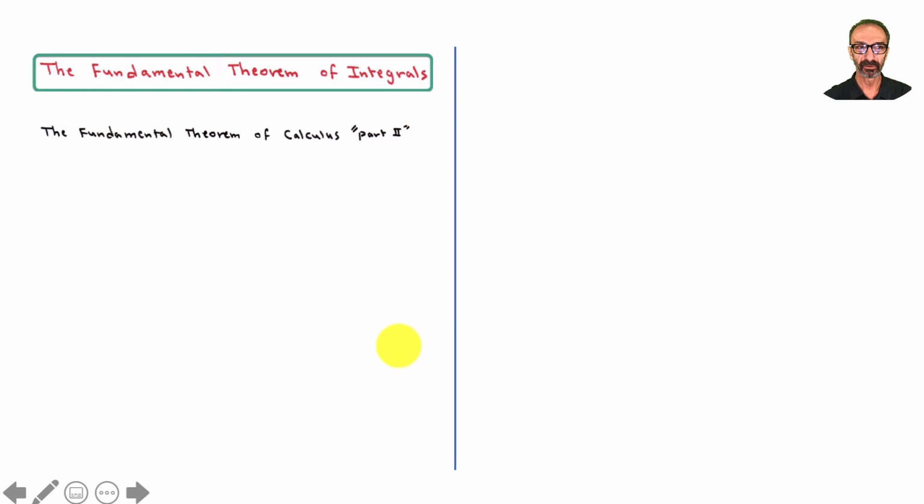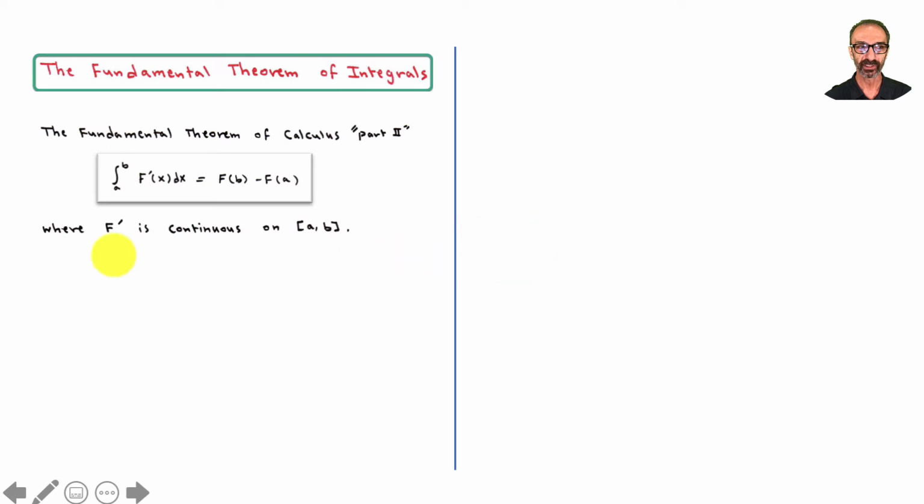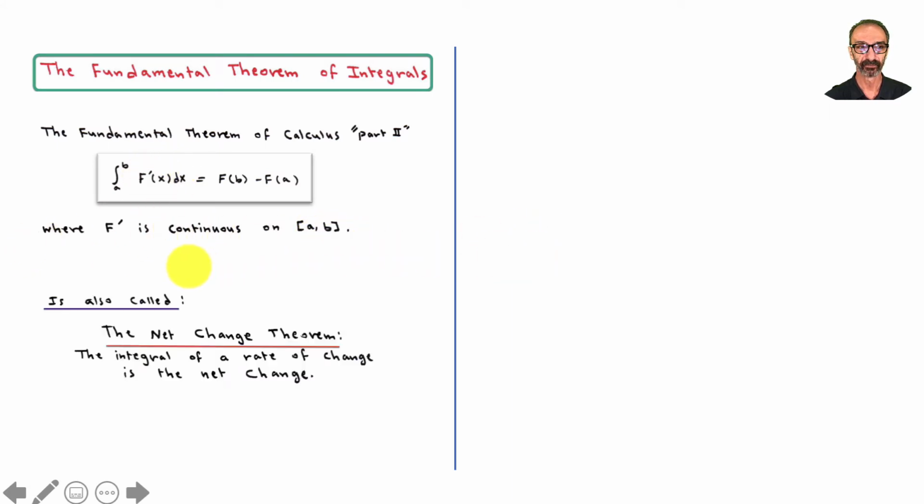The fundamental theorem of calculus, part 2, says the following. In words, it says f prime, the derivative, is continuous on [a, b]. This whole thing is called the net change theorem. The integral of a rate, that's the derivative of change, is the net change, that's f of b minus f of a.